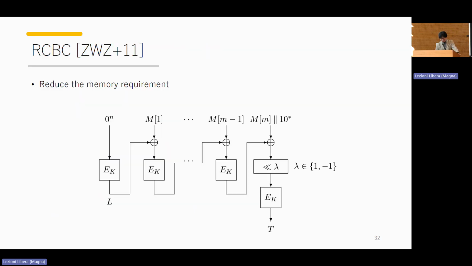Here is another one called RCBC, and this reduces the memory requirements by using a 0 block at the very first block cipher call. And by doing this, we can eliminate the need to store the value of L at the cost of recomputing L every time.